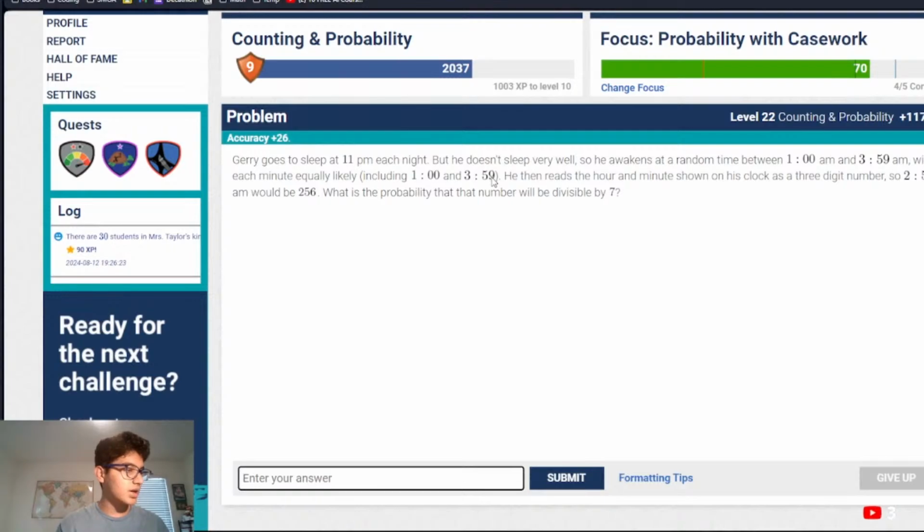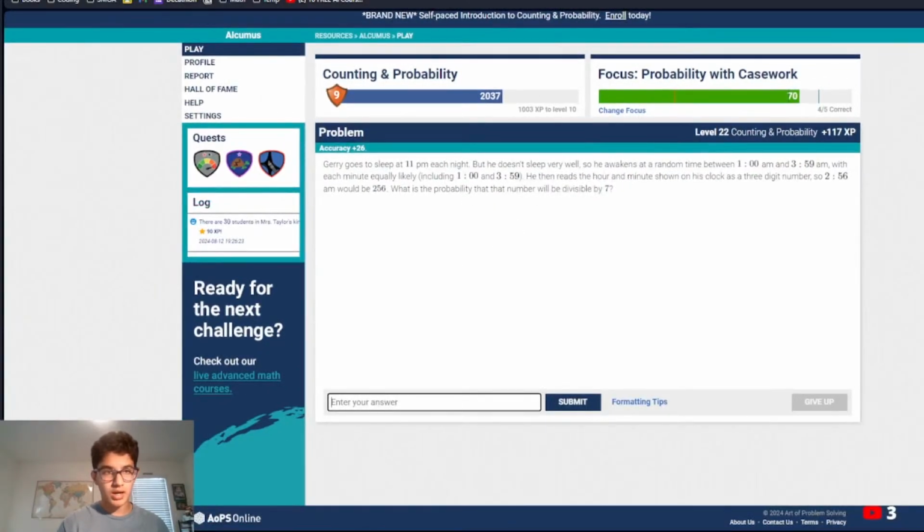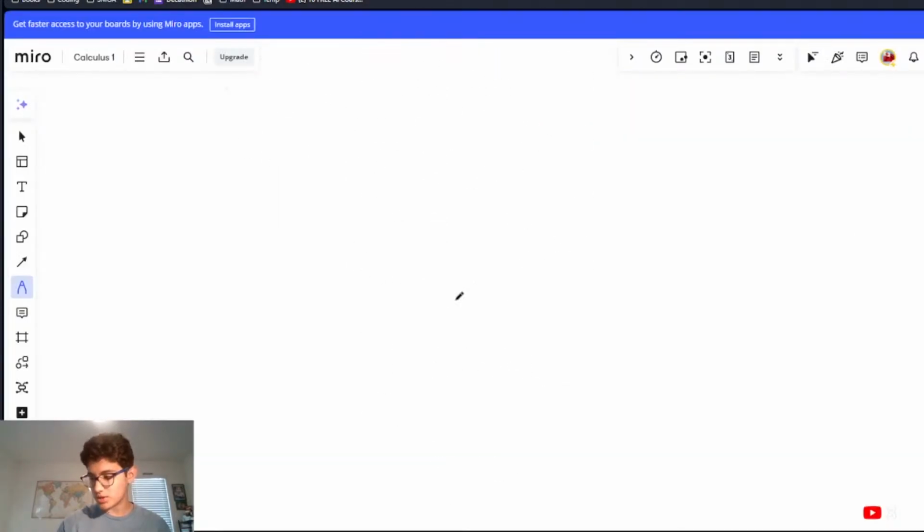So how many numbers are there in total? And how many of them will be divisible by 7? We go from 100 to 159, which is 60. Then 200 to 259, 60, 60, 60. Right? So that'll be out of 240. There are 240 possible times.